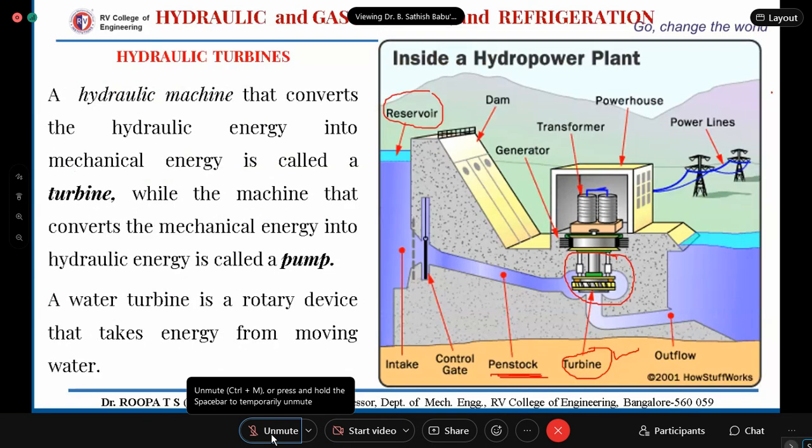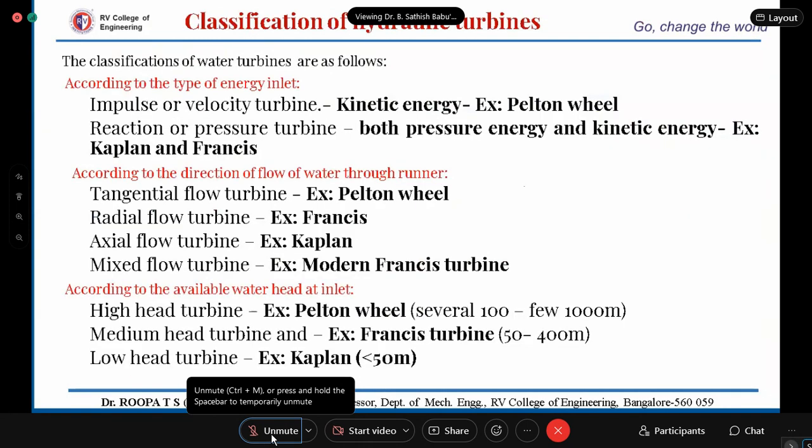As you can see in this, based on at what height I am mounting this turbine, what I mean to say is at what height we have stored the water, based on that we are going to use different turbines. And how the water is entering into the turbine, based on that, we are going to have a classification. What is the speed at which the turbine is running, that is also going to decide the type of turbine. So based on this, we're going to try to classify the water turbines into different categories.